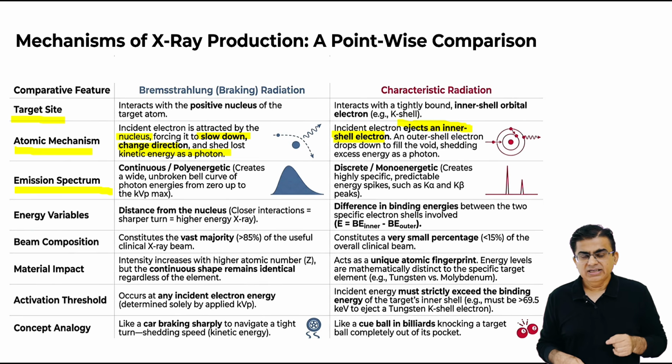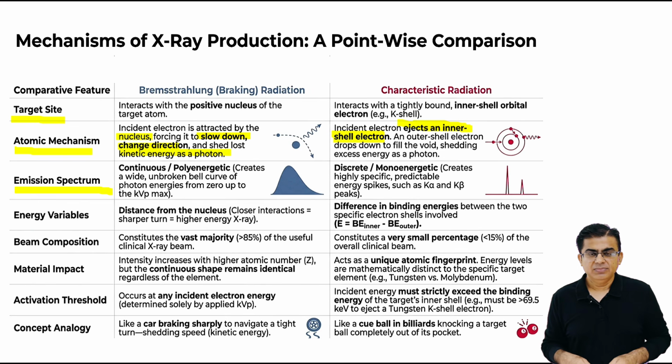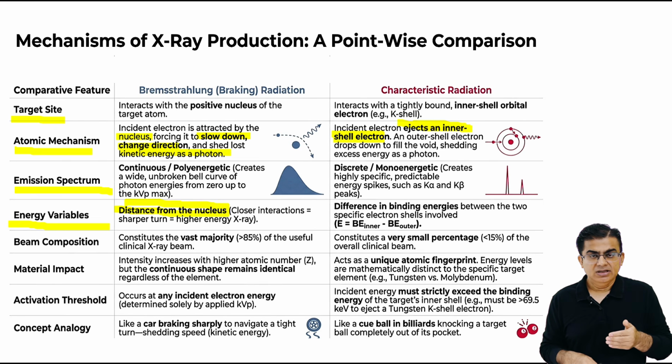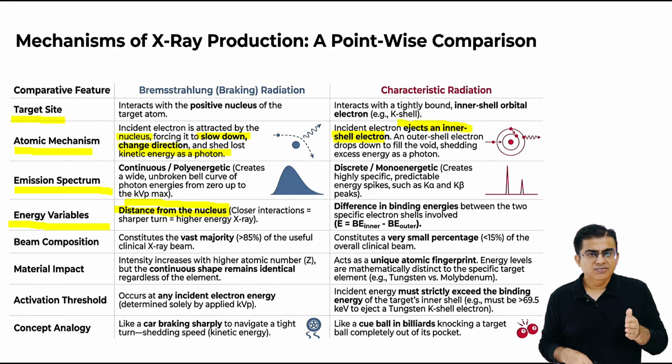What exactly controls the energy of these resulting X-rays? For Bremsstrahlung, the photon energy is controlled entirely by the distance from the nucleus. A closer interaction creates a much sharper turn and a much higher energy X-ray. But for characteristic radiation, distance from the nucleus does not matter at all. The resulting photon energy is perfectly equal to the exact mathematical difference in binding energy between the two specific electron shells involved.